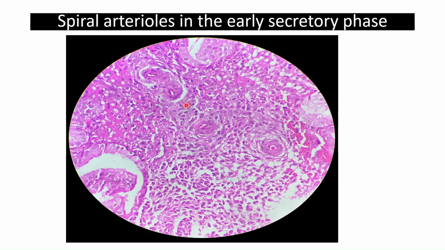So here you can well appreciate spiral arterioles in the early secretory phase, and surrounding these spiral arterioles there is the start of pre-decidual change in the stroma. Here you can appreciate edematous stroma. Here there is pre-decidualized stroma, and this is the gland showing secretory change.